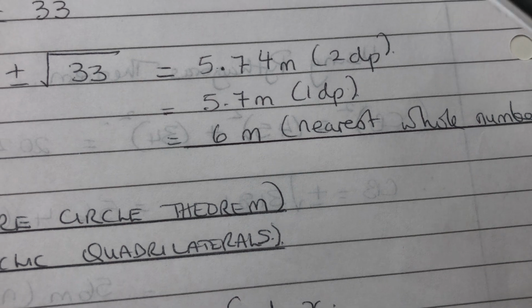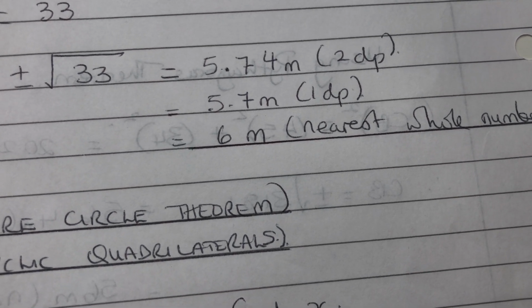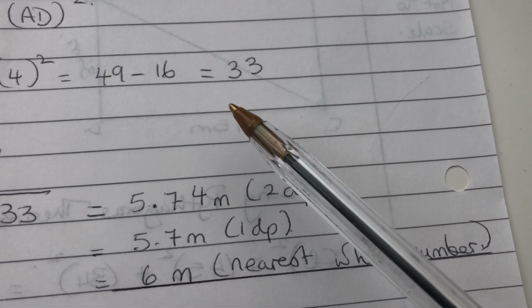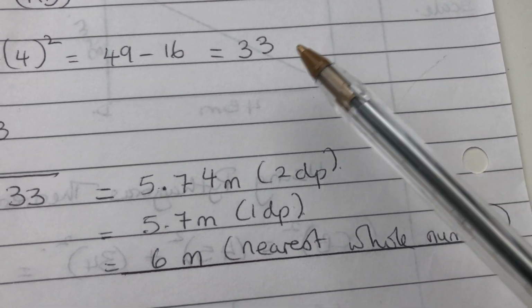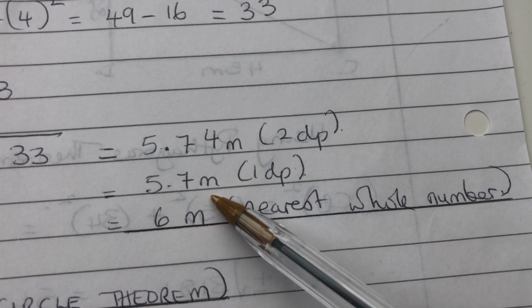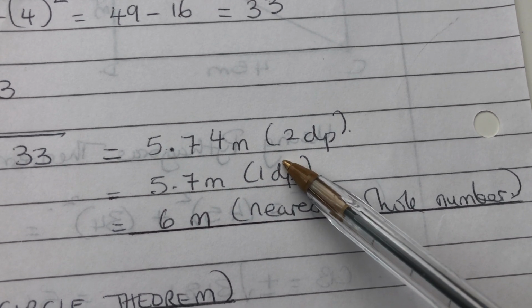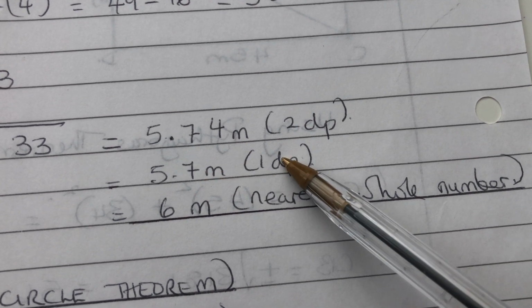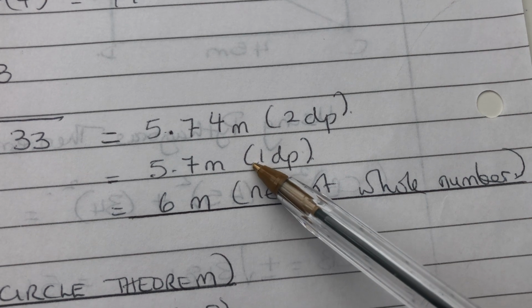Okay, that would be my advice to you at this point. Every mark is important. Half a mark is important. Okay, 5.7 meters. That is 1 decimal place. So if they say leave your answer in 1 decimal place, this will be it.